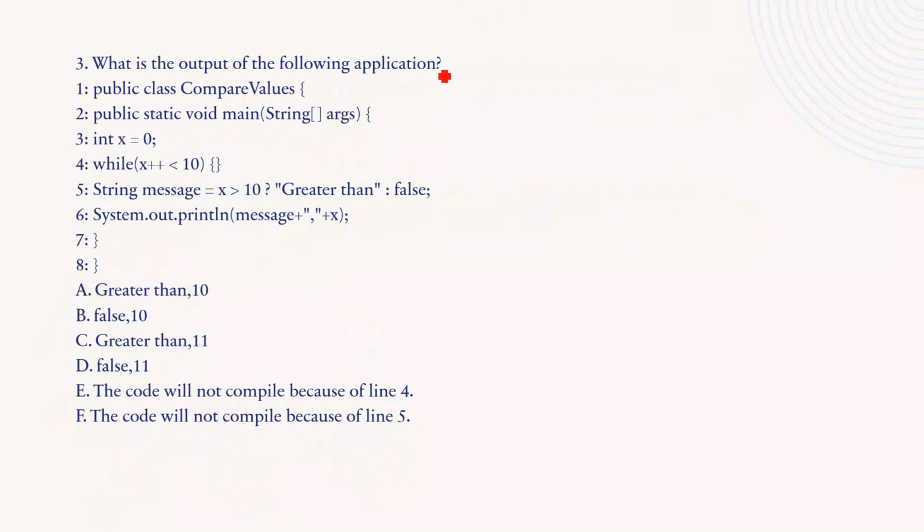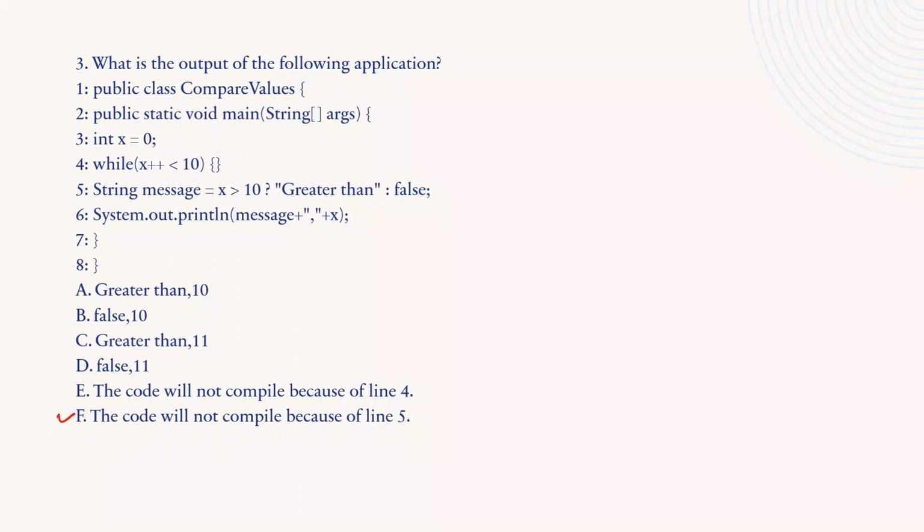Okay, what is the output of the following application, this code that you are seeing over here? So we have this class CompareValues, public static void main String arguments, x equals 0, x plus plus less than 10. So this loop goes till some point, and then there is this ternary operator and then this particular message. Try to answer the question, pause it and answer the question. So the answer for this question will be F.